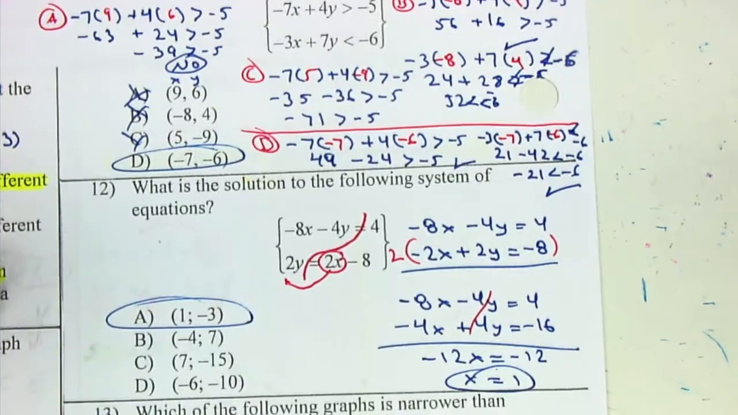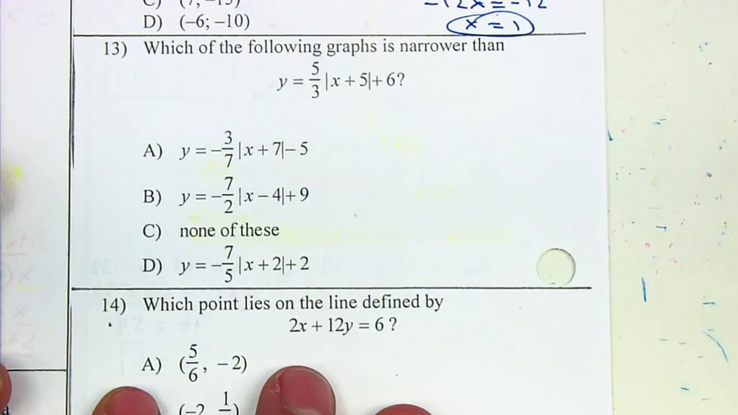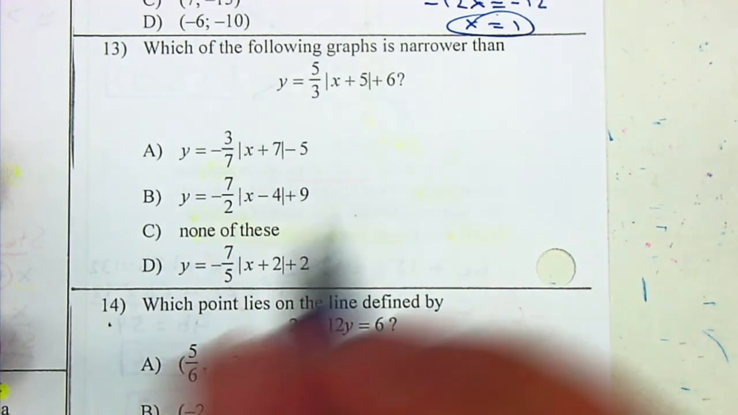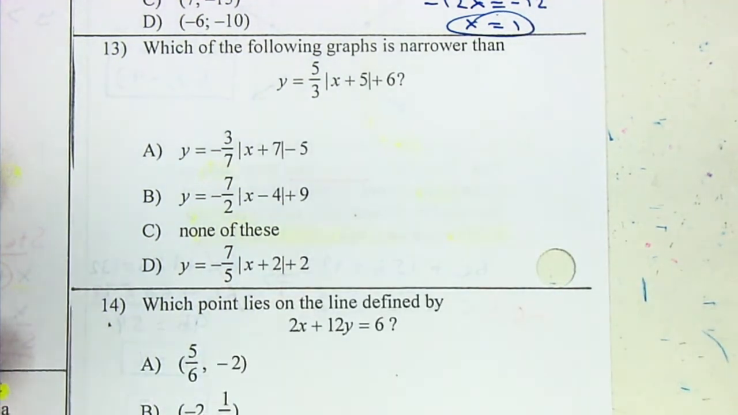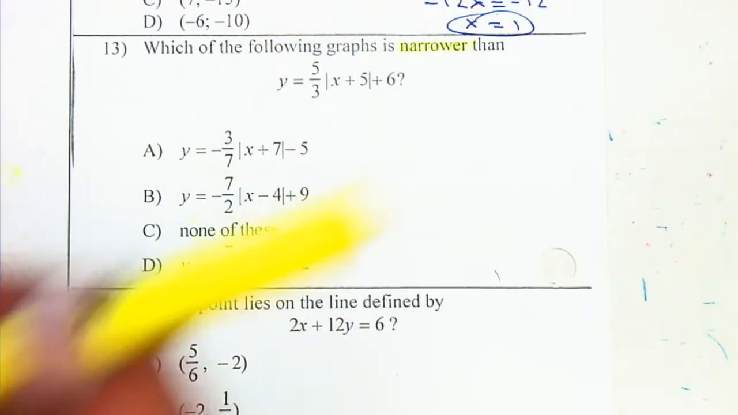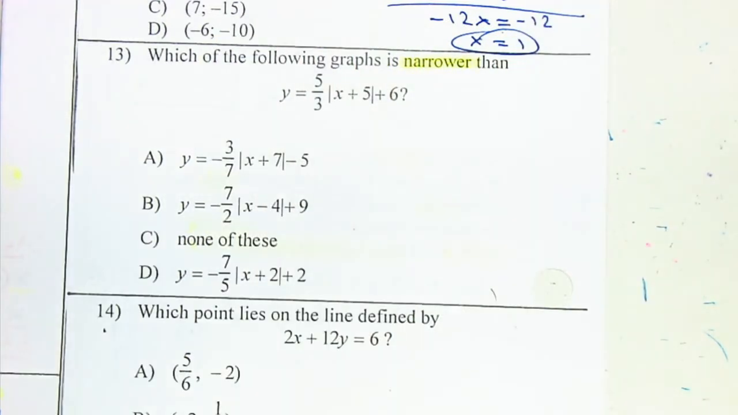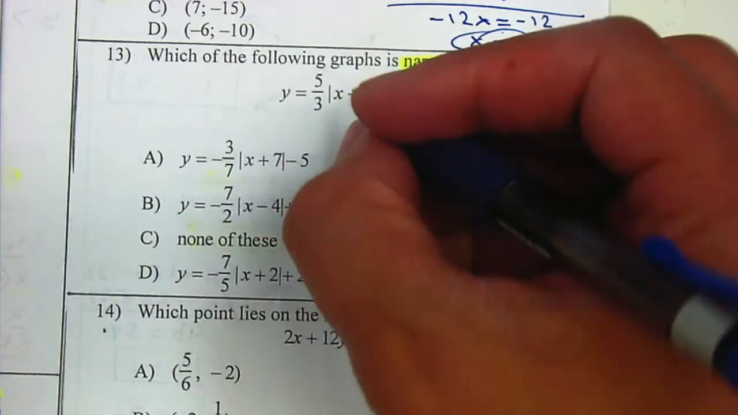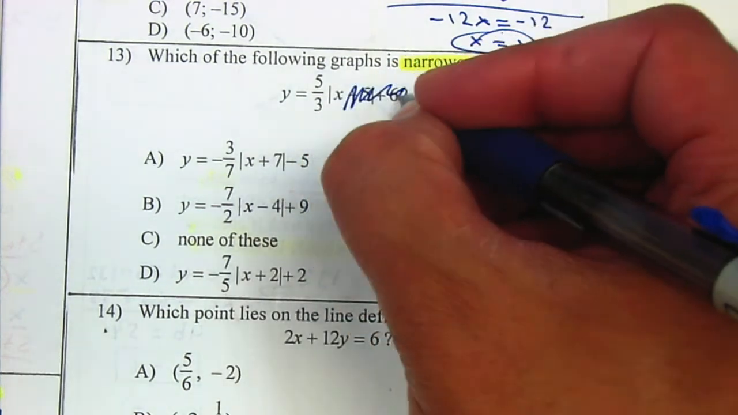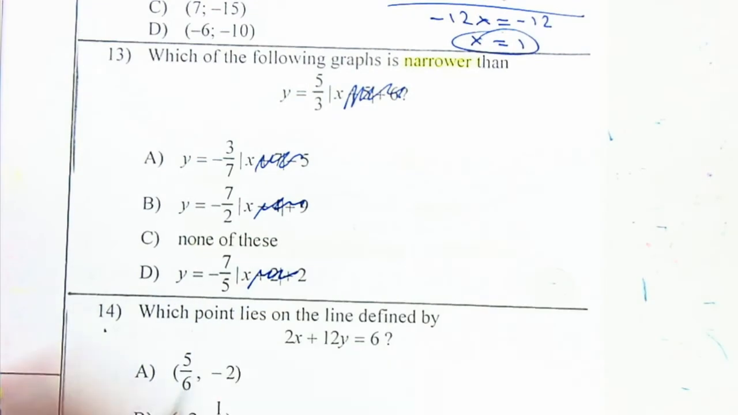Problem number 13. Which of the following graphs is narrower? We need to find a graph that's narrow. Now remember, what makes a graph wider or narrow? You remember? Correct, the slope. So we don't care about the location of the graph. The h and the k will tell us where the graph is located. We're only concerned whether it's wider or narrow.